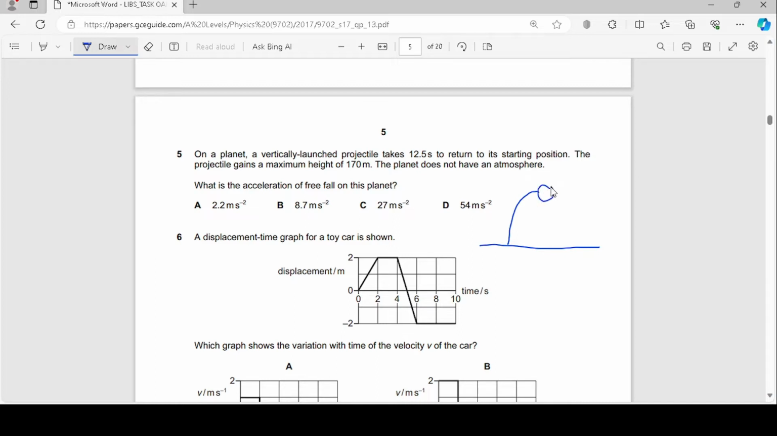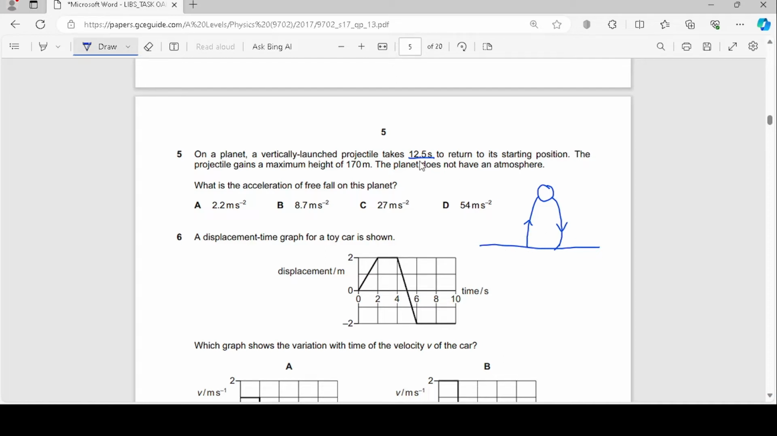So if it takes 12.5 seconds to return to its starting position, I mean, that's probably not an accurate diagram. Let me just redraw this. So it's going more like this, and then it's returning to its starting position. The point is that it has a start to its journey and then an end where it returns to its starting position. So the total displacement is 0, basically.